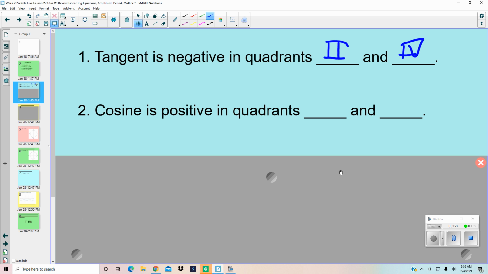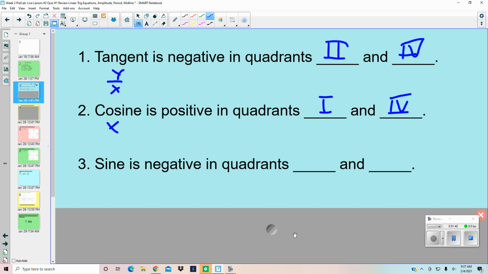Cosine is positive in quadrants. Well, that's the x-coordinate, remember. Cosine goes with x. So tangent is y over x. Cosine is x. X is positive in quadrant 1 and 4. And then finally, sine is negative. Remember, sine is the y-coordinate. Negative in quadrants 3 and 4.